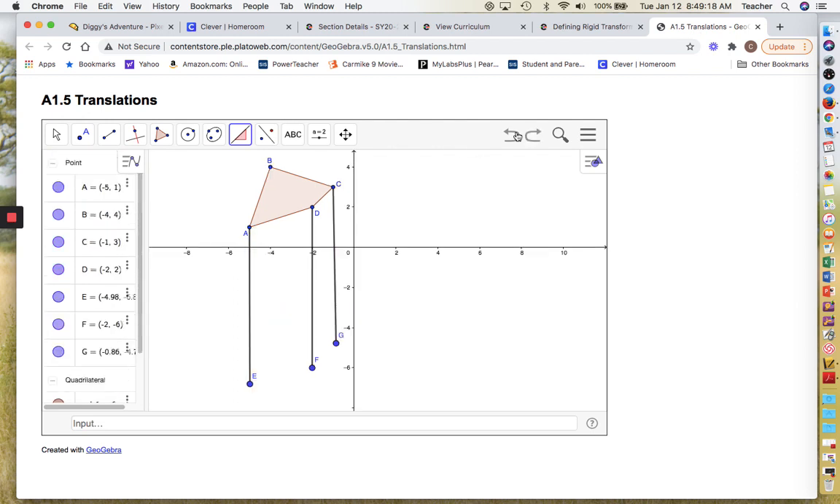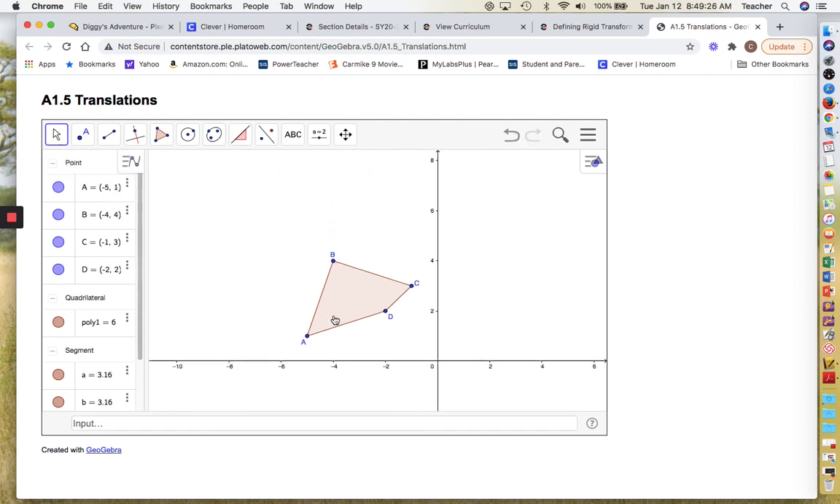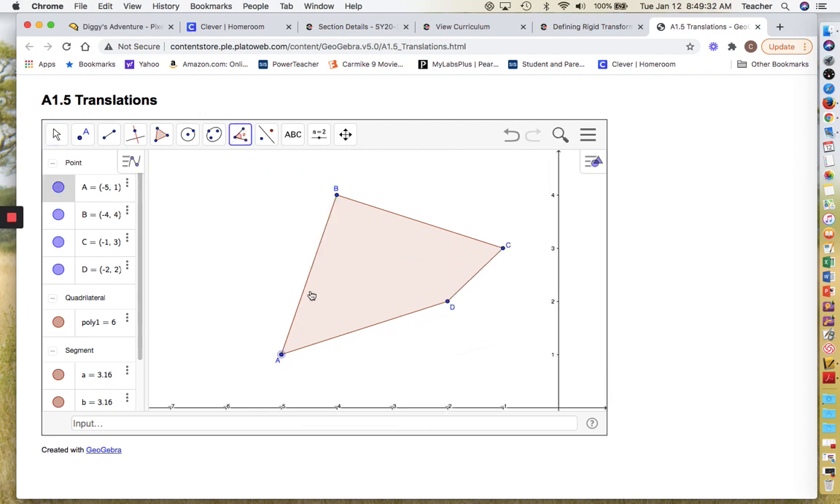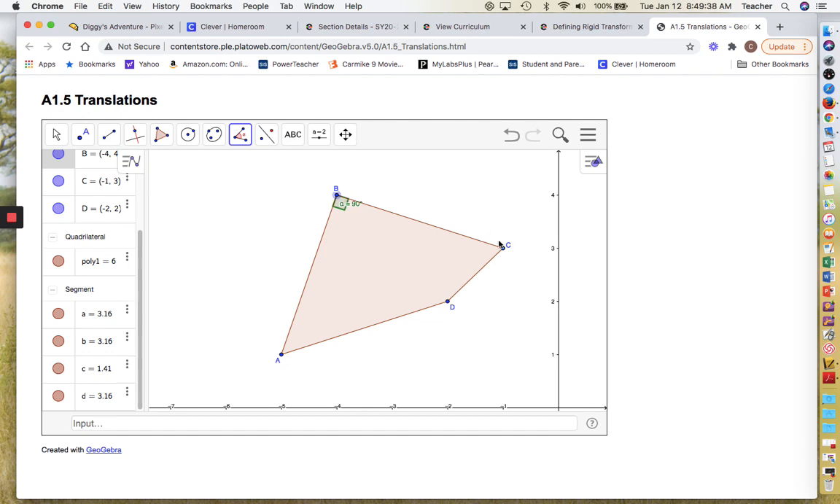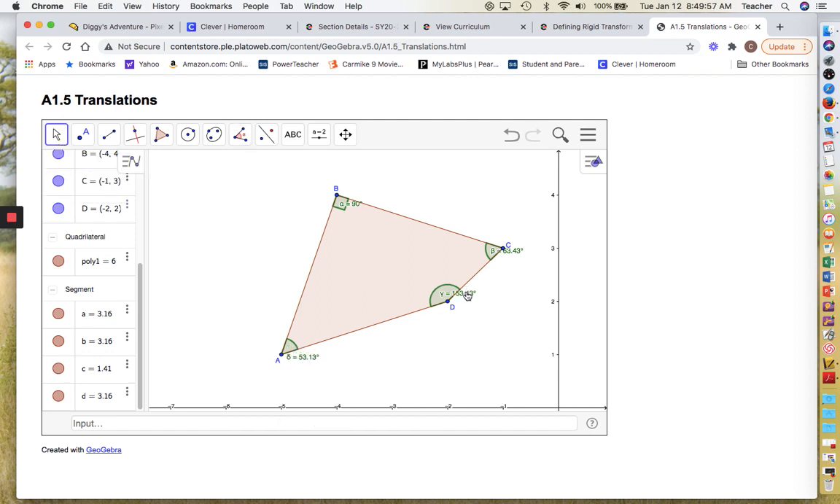So I'll tell you what, let me scooch out of this, get back to my original, so it's not so worrisome. Make that a little bit bigger so you guys can see, and I'll find the angle measure. Remember, finding angle measures in GeoGebra, you got to go in a clockwise motion. So angle B is 90. BCD, so C is 63.43. CDA, so D is 153.43. And then DAB, so 53.13. Let me move this so you guys can see a little bit better.